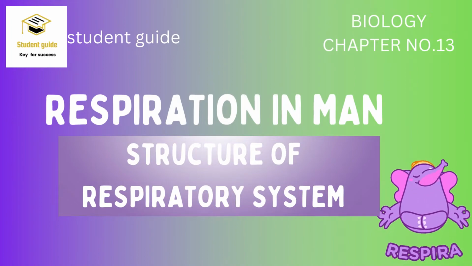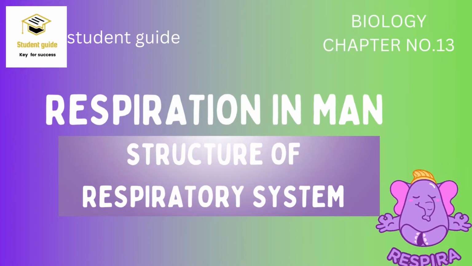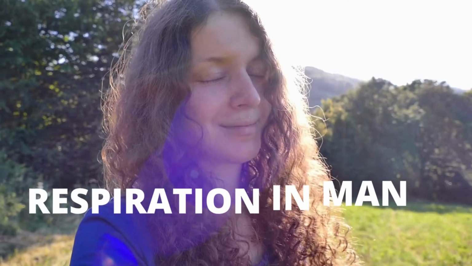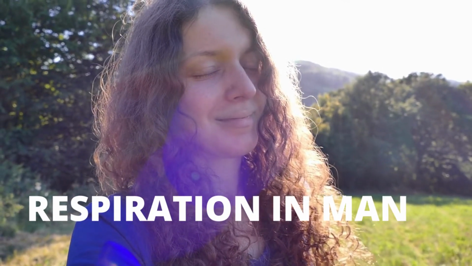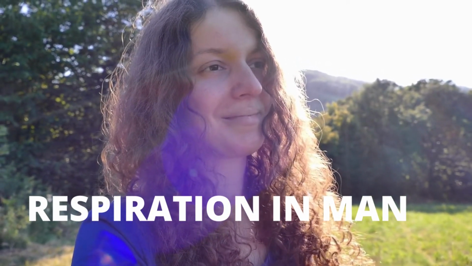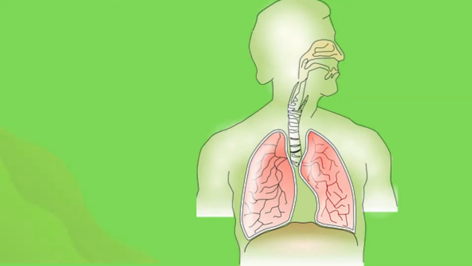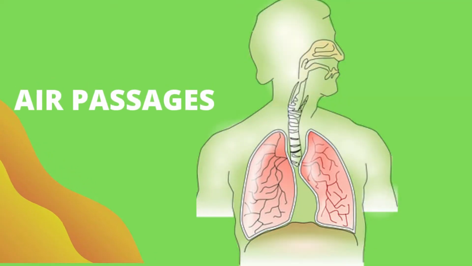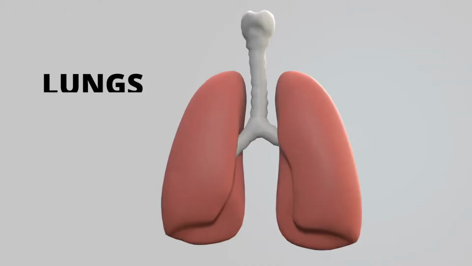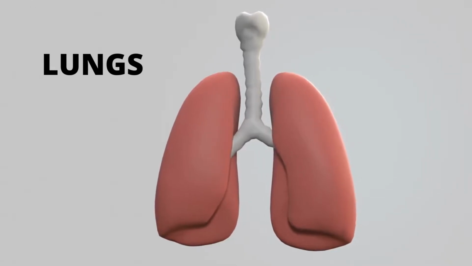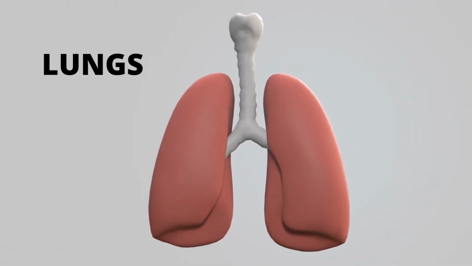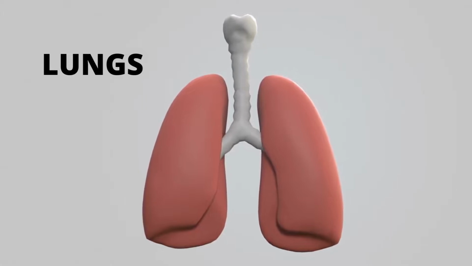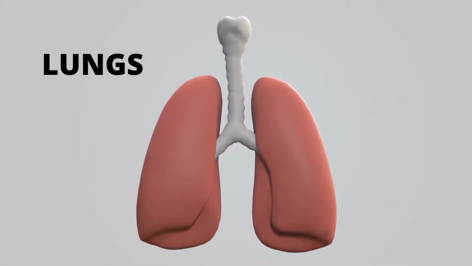Today we will discuss the structure of the respiratory system, and in the next lecture we will discuss the function of the respiratory system. Let's start with the structure of the respiratory system. In man, the respiratory system includes two things. The first is air passages and the next is lungs. Lungs and air passages both form the respiratory system in man.